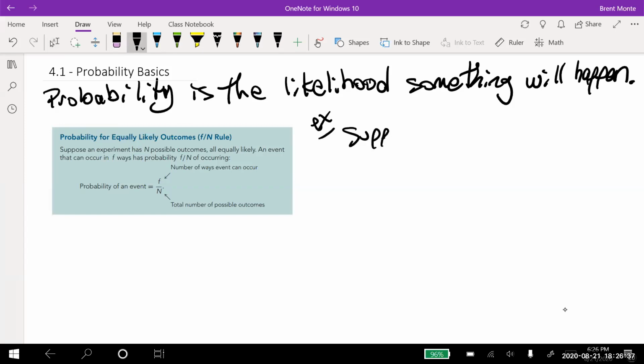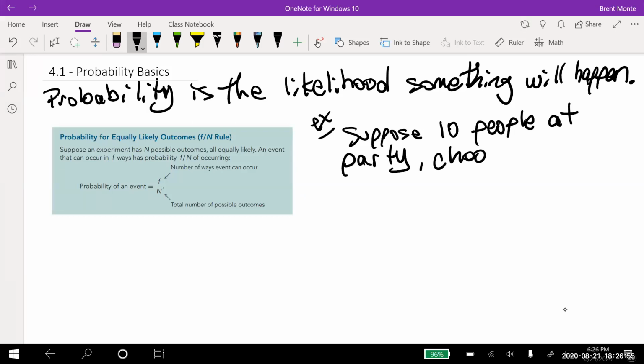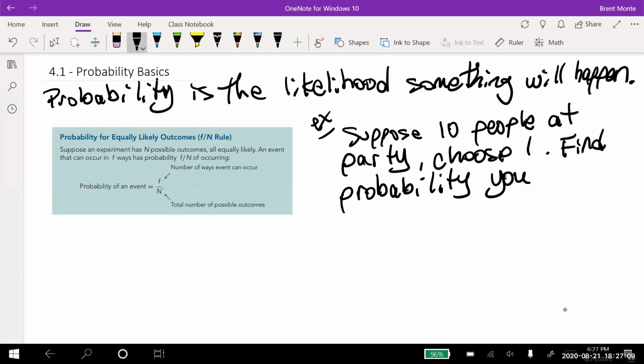So for example, suppose you're at a party with one of your friends, and there's 10 people there, and one of you 10 people is going to be randomly selected. So there's 10 people at the party, and we're going to choose one of those people. Find the probability it's you. Since you're one of those 10 people, find the probability you are chosen.